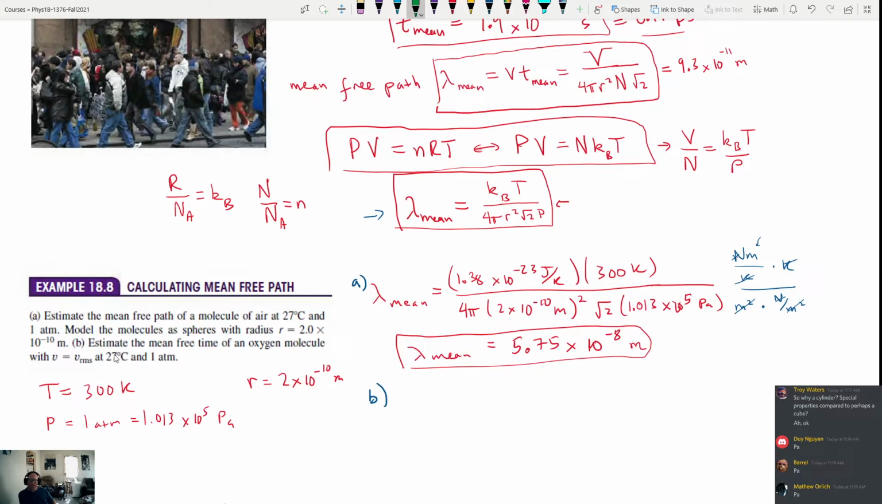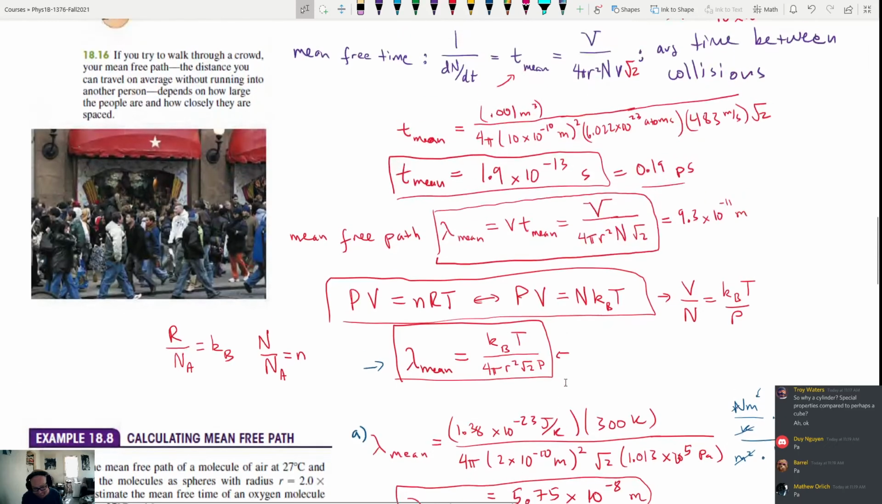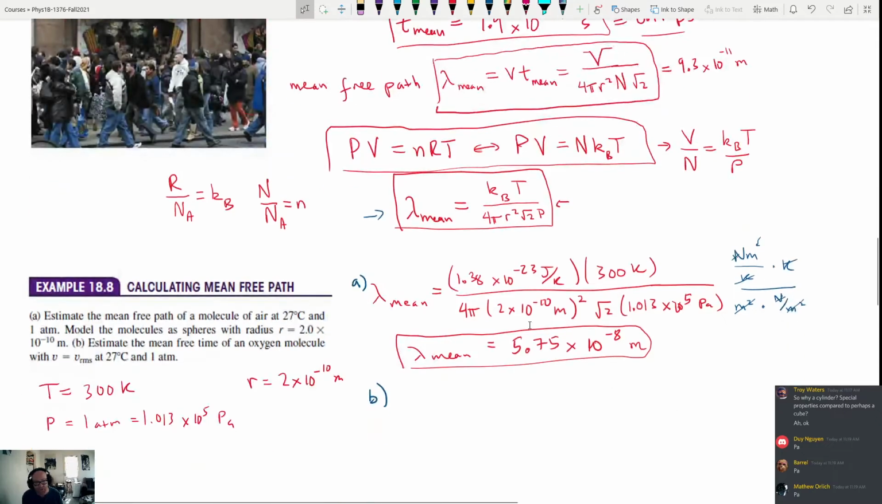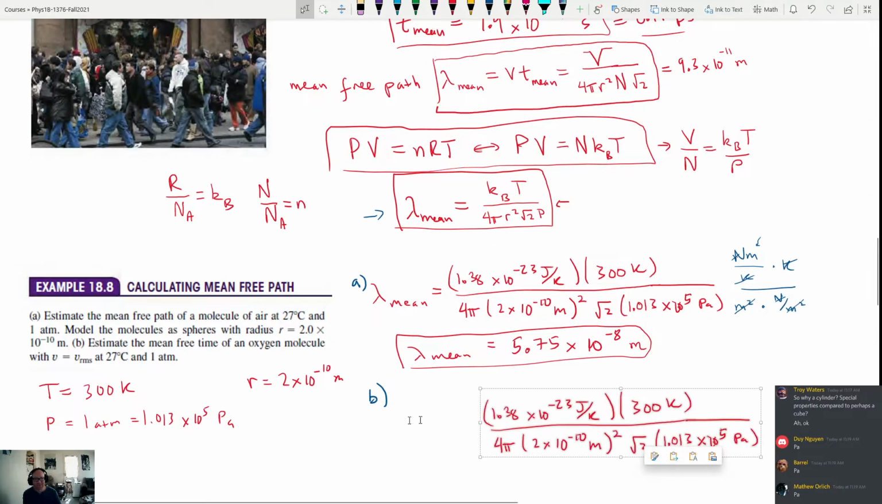Okay, part B. Estimate the mean free time of an oxygen molecule with V equal to V RMS at 27 degrees Celsius. So now we're going to be doing the mean free time equation, which is basically this equation divided by V. It's the same equation, V over 4 pi r squared root 2. We just divide by V. So let's just do this. We'll just copy this. This feels like cheating, at least in terms of teaching.